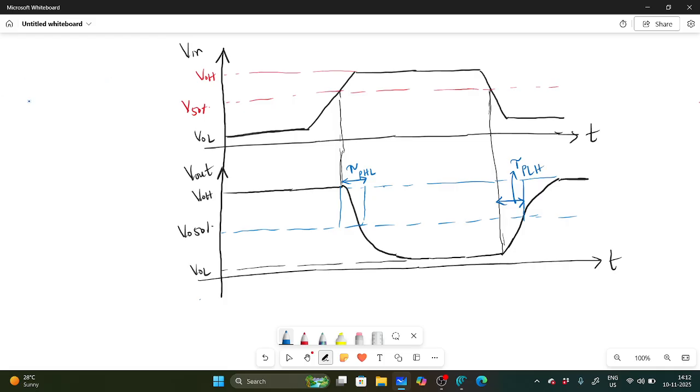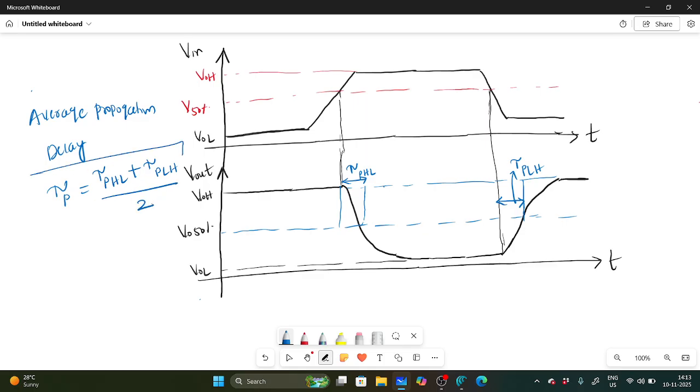So what is the average propagation delay? Let us take tau p equal to what? Tau propagation delay when going from high to low plus tau propagation delay when going from low to high, divided by 2. So this is the average propagation delay. This is the formula for average propagation delay.